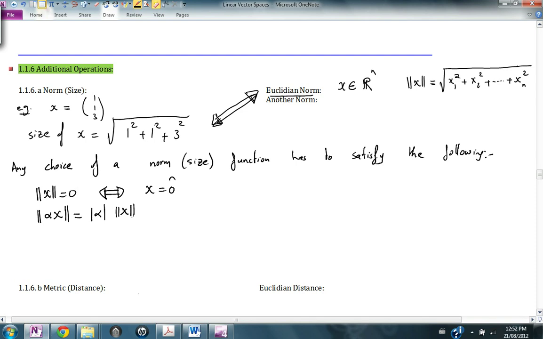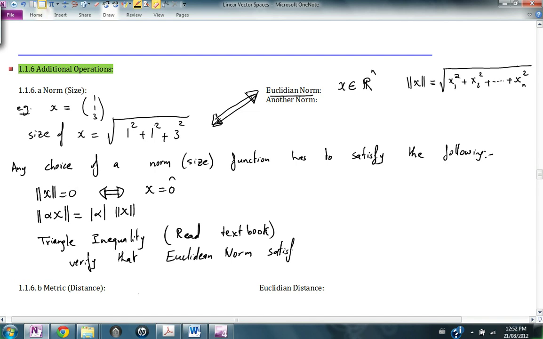And the third thing is the triangle inequality, and you should read your textbook and verify that the Euclidean norm satisfies all the above properties of the norm function.